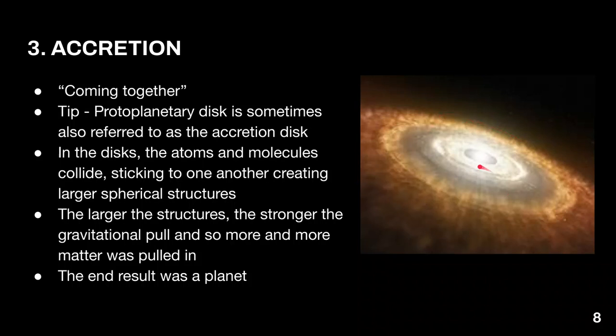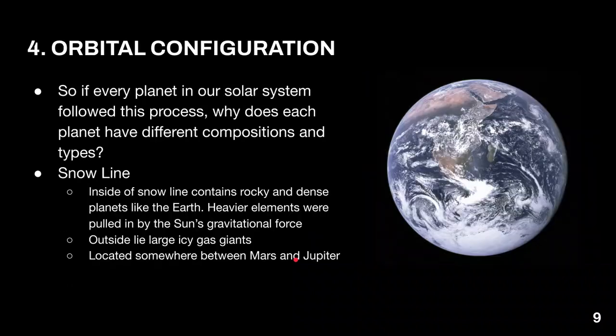In the protoplanetary or accretion disks, the atoms and molecules begin colliding and sticking to one another, creating large spherical structures. And as with the formation of the protoplanetary disk, the larger the structure gets, the stronger the gravitational pull. And so more and more matter was pulled in until we had a structure large enough to be called a planet. So we end up with a planet.